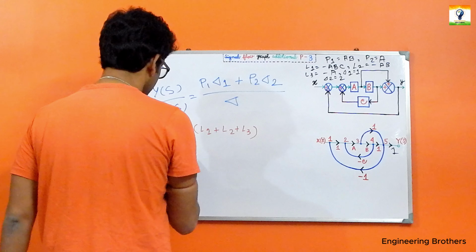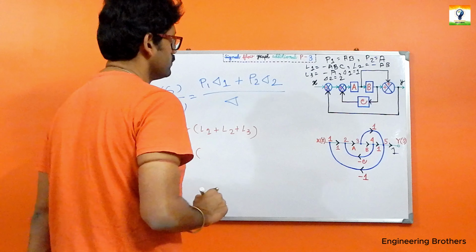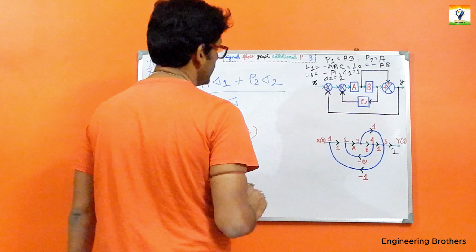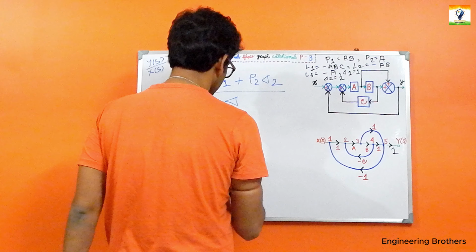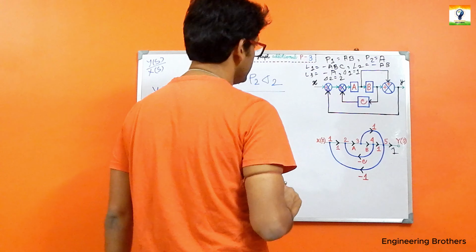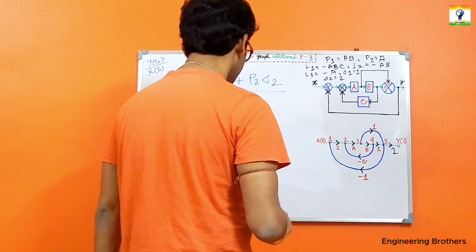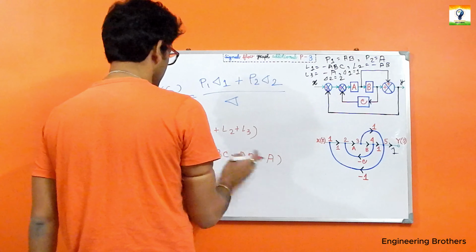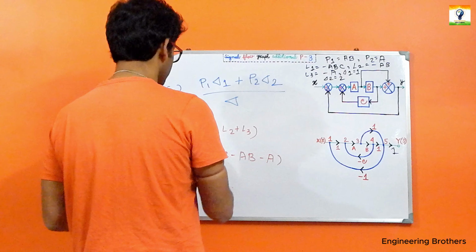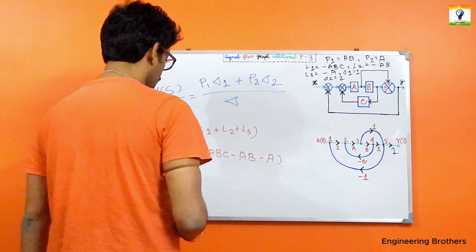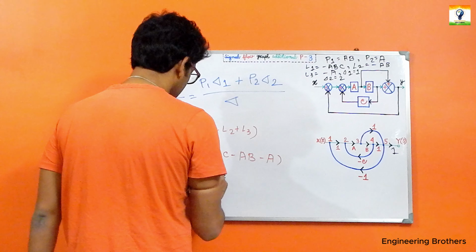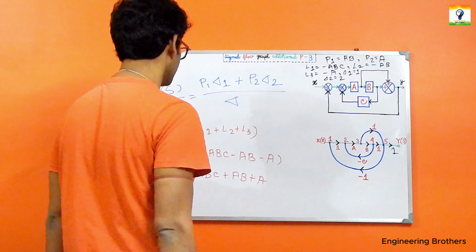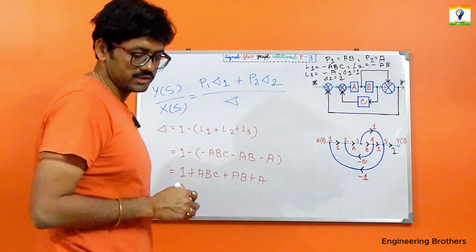Now what is the expression for our delta? Let us find out. 1 minus, let us put the value for our L1, which is minus ABC. The next expression will be L2, which is quite natural, minus AB. And for our L3, the expression will be minus A. Now if you take the minus common from all those expressions and move that minus to the outside of our bracket, we have got the expression as 1 plus ABC plus AB plus A. And let us just put that in the given expression.